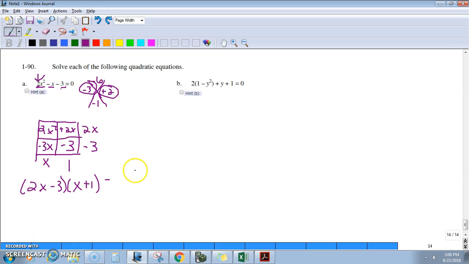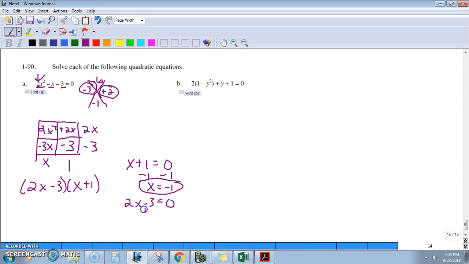Let's go back just a little bit. Let's split it up. Okay, there's the factored form. So what we're looking to do is find what makes x plus 1 equal 0, and also what makes 2x minus 3 equal 0. This first one's easy. I just subtract 1 from each side, right? So x equals negative 1. That's one answer. That gives me 0. Negative 1 plus 1 is 0.